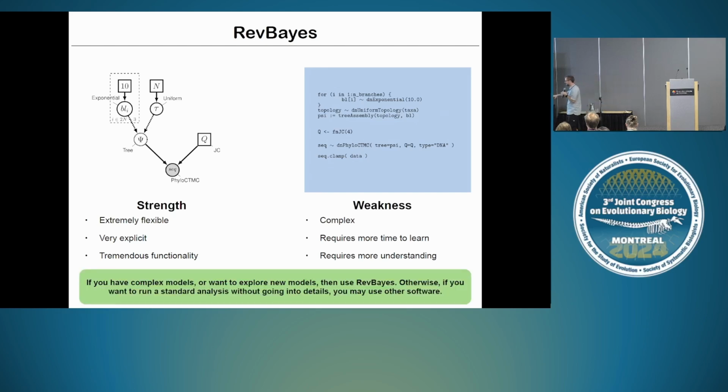So the punchline is, if you have complex models and if you want to actually explore models, then RevBayes is a really great tool that you can use. But otherwise, if you want to run a standard phylogenetic analysis that is really well established, maybe there are other tools that are as good, but you can still use RevBayes, that's fine.